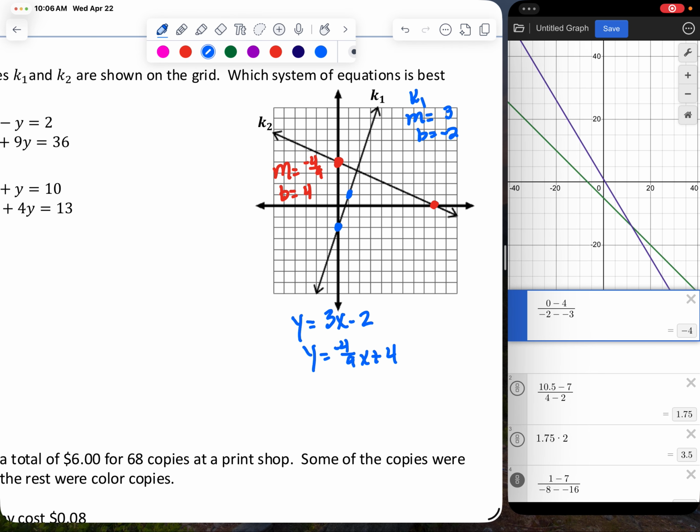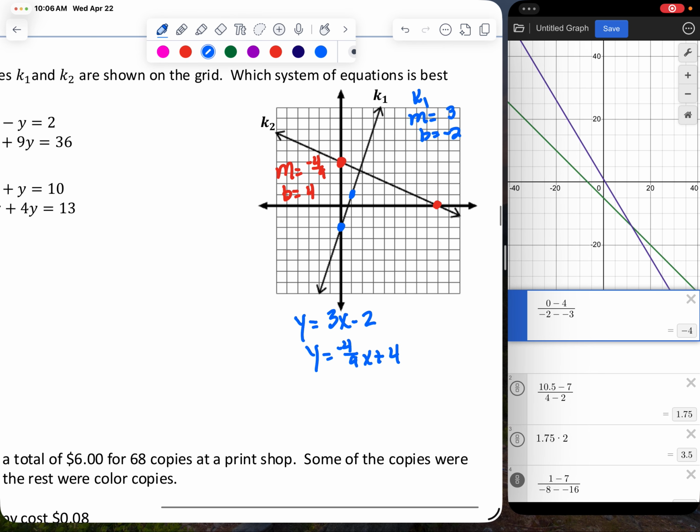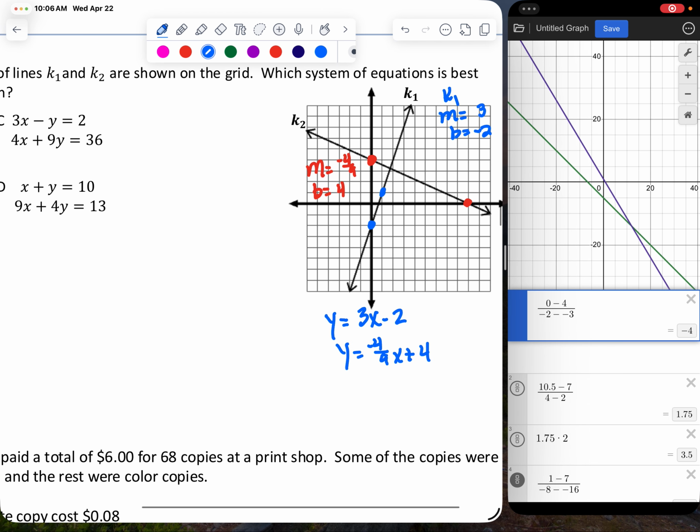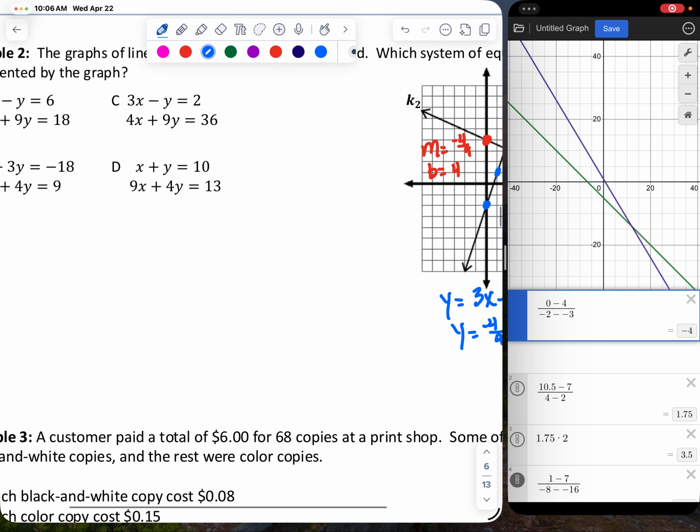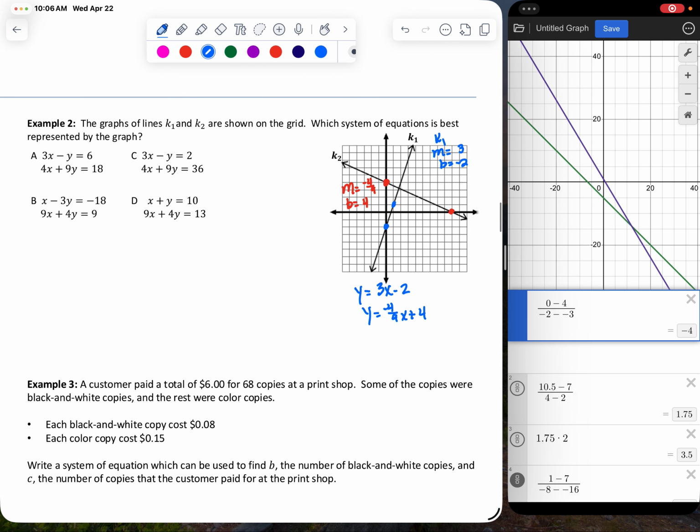So there's my system. Now, if you look at the answer choices, notice the answer choices are all in standard form. So what I'm going to have to do is take the answers and rewrite them in slope-intercept form. So let's start with answer A.